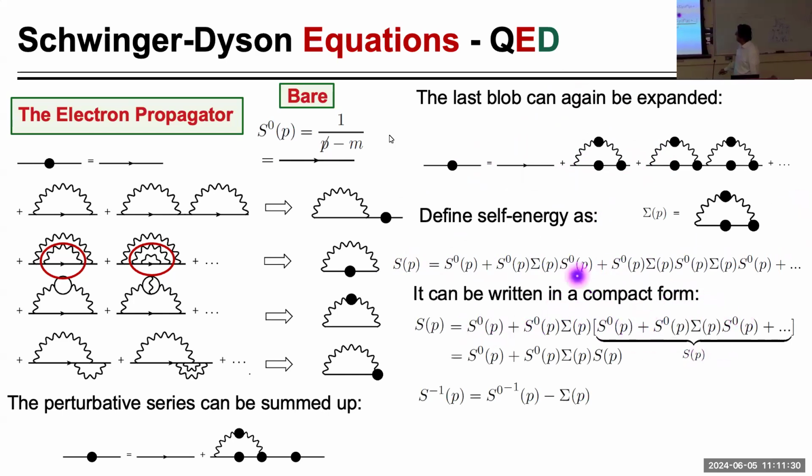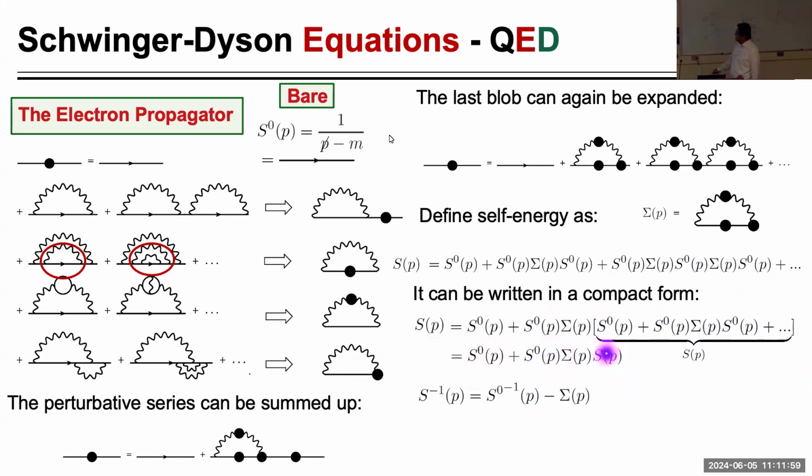What you can see is that if you look at this part of the series, you can take this bare propagator and self-energy as common out, and then the rest of the series can be written as S0 plus S0 sigma S0, etc. So all this series, in fact, is nothing but the initial series itself. And if it is the initial series itself, then this can be represented by the full propagator, and you can write the equation like this.